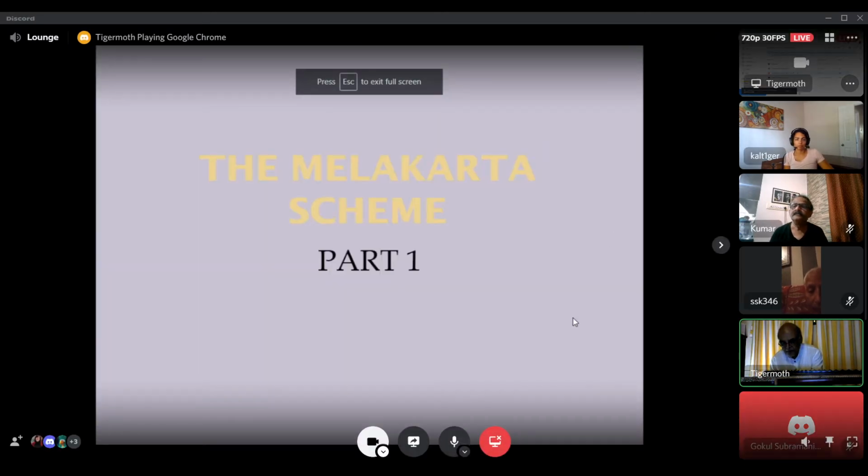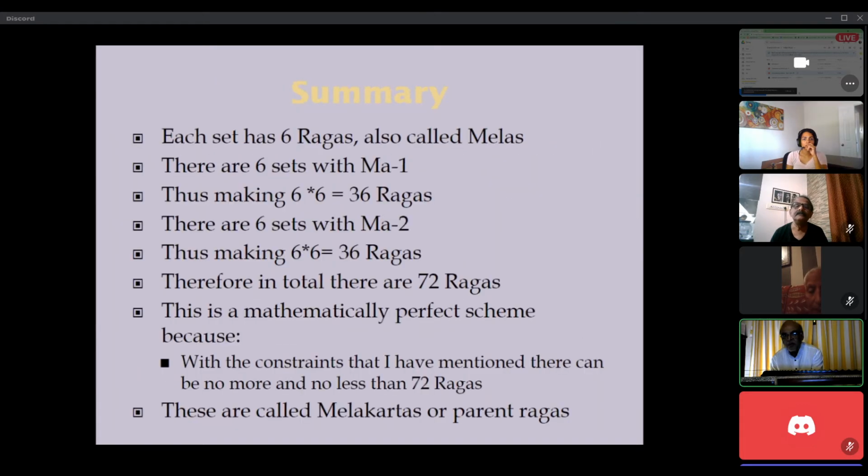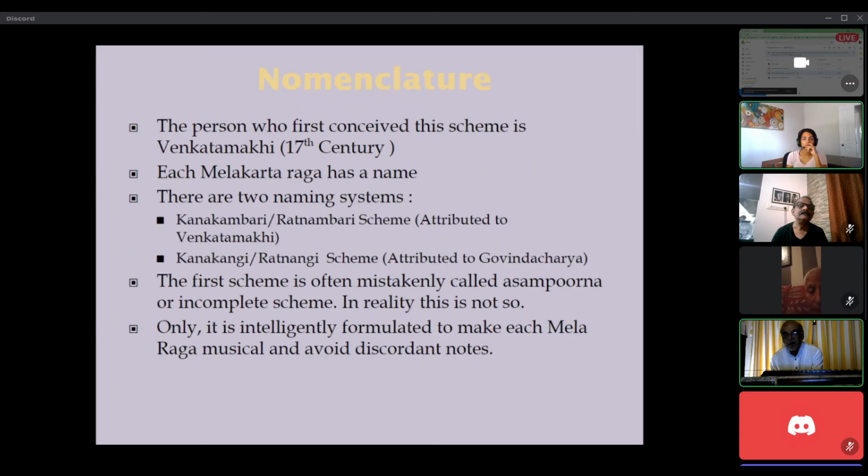Right. So we've got that right. Now about the nomenclature and a little bit of history, which I deliberately didn't share in the beginning. The person who first conceived this scheme is a person by name Venkatamakhi. He lived in the mid part of the 17th century, and he is supposed to have lived in what we today call Karnataka state.